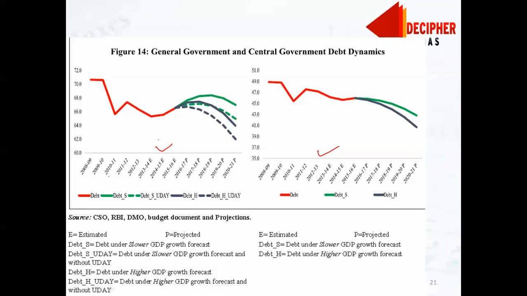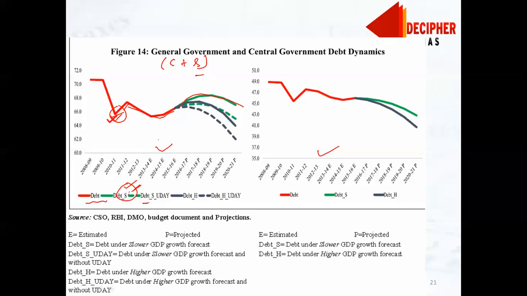Here we see debt as the red colored thing. The general government debt is center plus state both. In 2010-11, the debt decreased to 66%, then increased a little bit, and then decreased. Now this debt S, what does it say? This is the debt when the growth was slow. So obviously when growth is slow, debt will be higher.